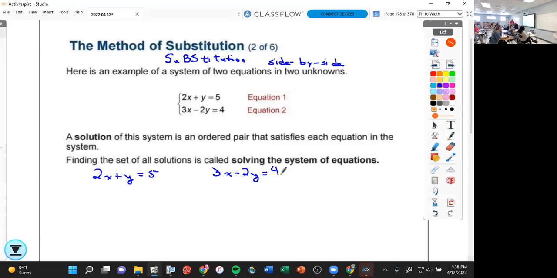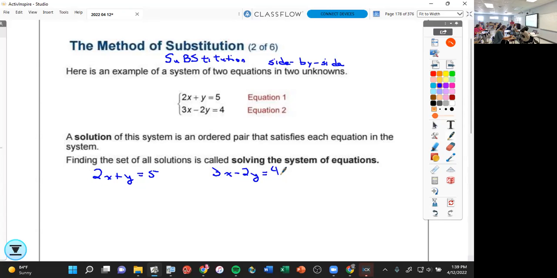Are we doing substitution? Okay. What am I going to do? Choose an equation to solve for y, or x. That's exactly right. Choose one equation. It doesn't matter which one. Get one of the variables by itself. It doesn't matter which one, but be smart about it.